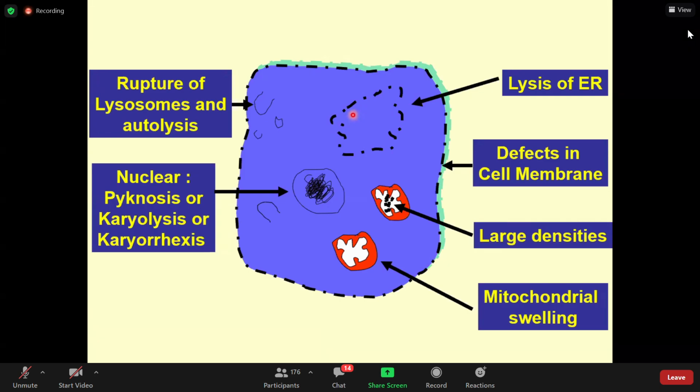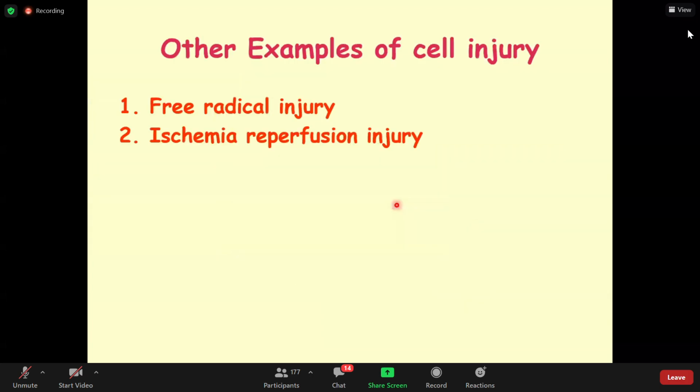You will start to see disruption of all different types of cell membranes: the plasma membrane, the lysosomal membrane, the mitochondrial membrane. You will start to see the larger densities that are found in irreversible cell injury in the mitochondria. All right. Now that we have finished reversible and irreversible cell injury, we're going to be talking a little bit about other examples of cell injury.